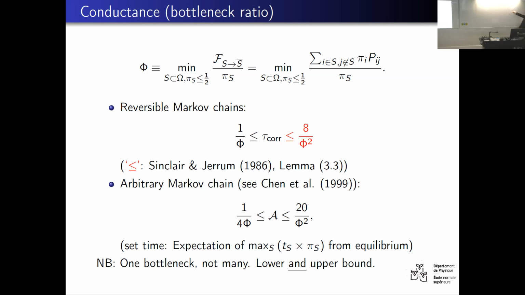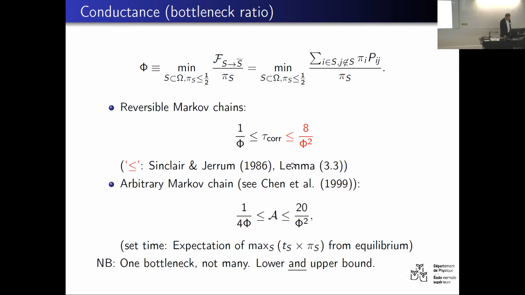So the flow that gets you from S into non-S divided by pi of S is called the conductance. It's a really beautiful result by Sinclair and Jerrum, generalized by Jain et al. in 1999. All of this is in the mathematics literature, telling you that your Markov chain, whether it's reversible or non-reversible, has no choice but to mix in a time which is either 1 over tau, 1 over pi, or 1 over phi squared. So it's clear there's only one bottleneck, not many, and there are lower and upper bounds given by this conductance.